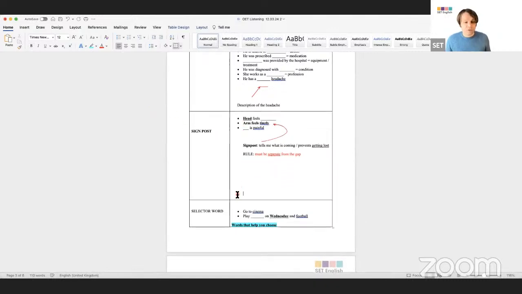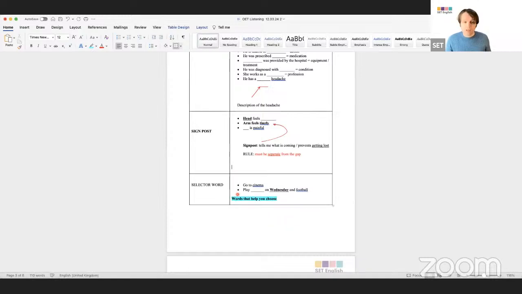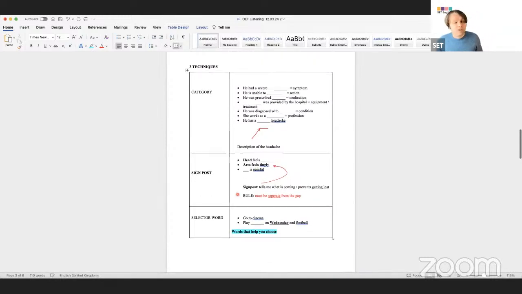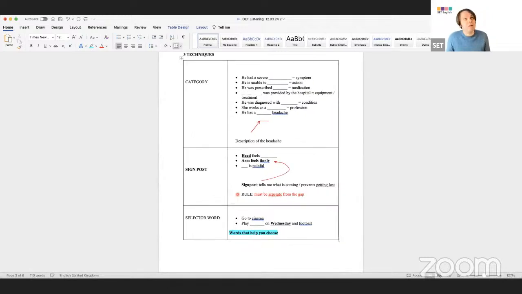Probably Amatjan, Norzad, Farouk, you just do it automatically. But not everyone will. And it's useful to think about it and think, okay, yeah, this is what I should do mentally. Okay? So let's practice it. We're going to practice these 3 things: finding categories, looking for signposts, and thinking, oh, maybe there will be a selector word.